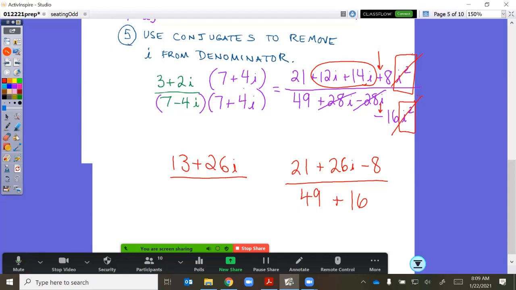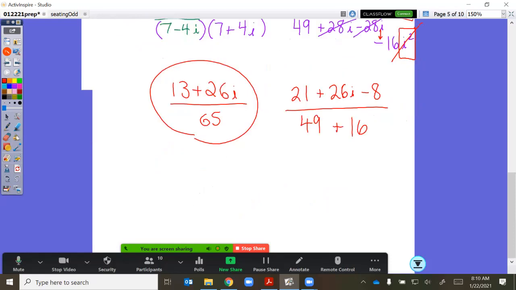65, is it? Yeah. Okay. I don't trust myself suddenly. Okay, good. Could you simplify it by dividing them all by 13? Yeah, hey, good call. Is 13 a factor of it? Yeah, it is. Good, so I could simplify it. Let's see, it's 13 times 5, right? 13 times 5. Good. So I guess I could say 1 plus 2i over 5.